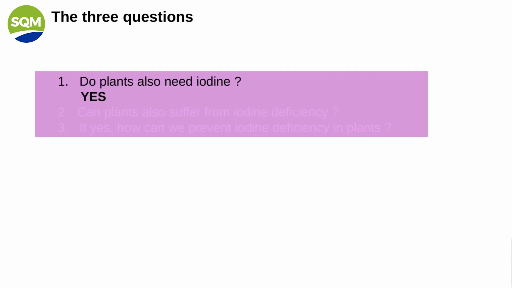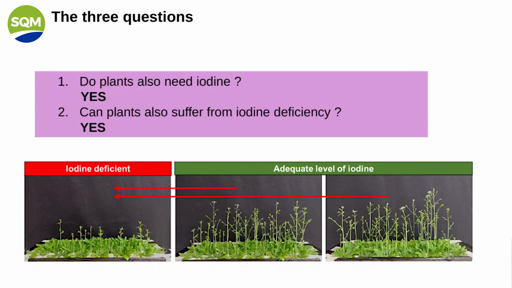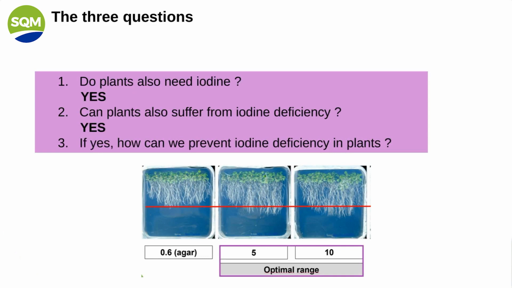So to answer these 3 questions: do plants also need iodine? For that, we answer yes. And iodine is now classified as a nutrient with proven benefits for plants, as you can see in this infographic of the International Fertilizer Association, which includes iodine in the 19 nutrients needed by plants. The second question: can plants also suffer from iodine deficiency? Well, that's also a yes, as you can see clearly in this picture and also in the roots. So if yes, how can we prevent iodine deficiency in plants?